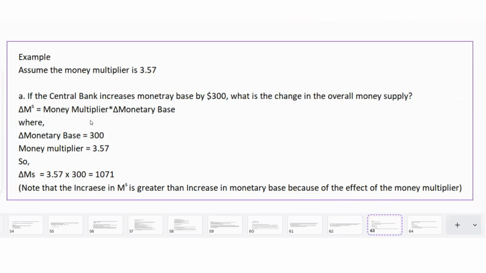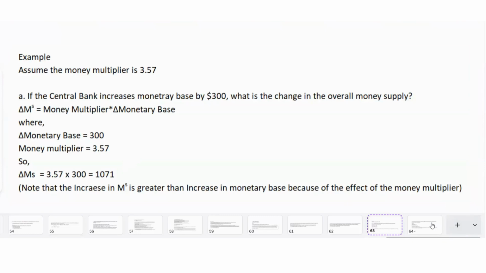So we know the change in money supply is just the money multiplier times the change in monetary base. Because we know the money multiplier tells us a 1 unit change in monetary base is going to cause money supply to change by this much. So if monetary base changes by 300 units and you multiply it by the money multiplier, you get the change in the money supply for that. And notice that the increase in money supply, which is 1071, is greater than the increase in monetary base of 300 because of the effect of our money multiplier of 3.57.